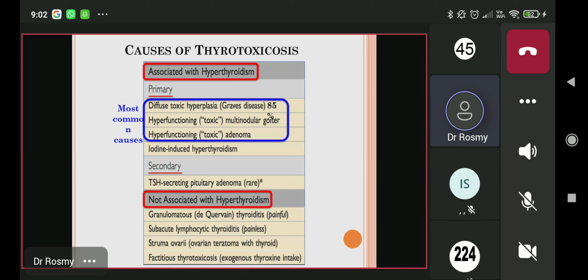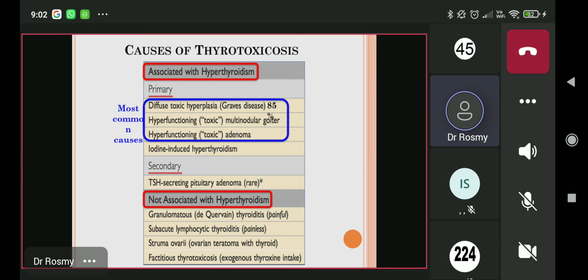Now this picture I have taken from the slide which Dr. Shruti had shown to you. So I'll thank her for the slide. And causes of thyrotoxicosis have been mentioned. So madam has highlighted associated with hyperthyroidism and not associated with hyperthyroidism. That is what I was trying to tell.